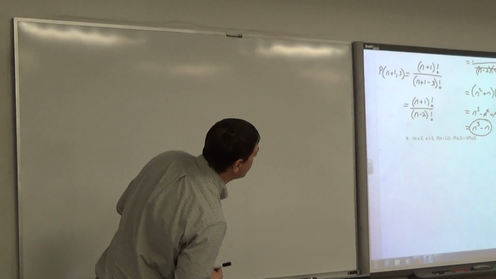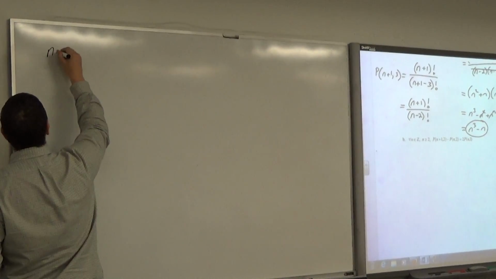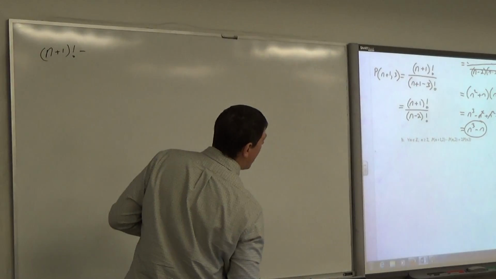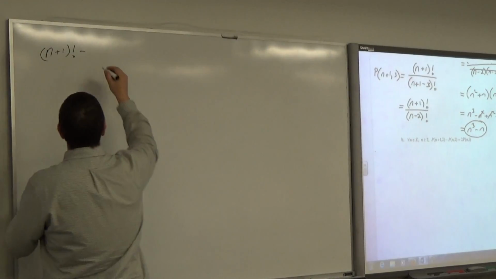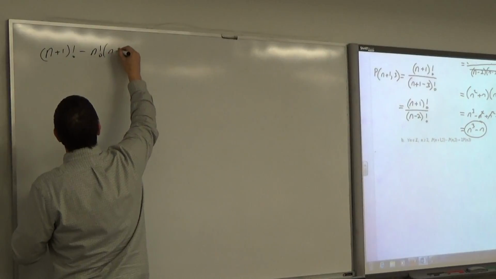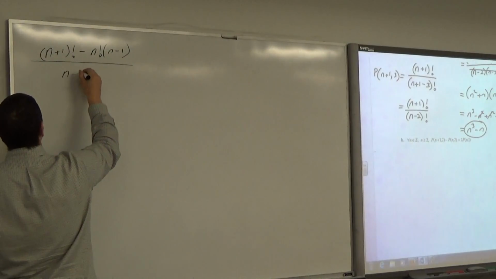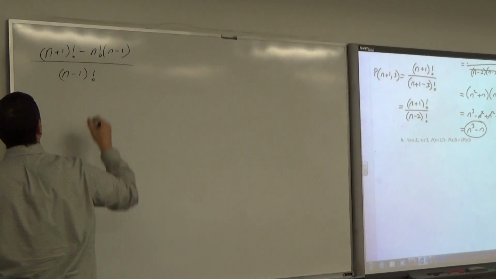So we get what? N plus 1 factorial minus, what do we have? N minus, or N factorial times N minus 1, all divided by N minus 1 factorial. Okay.